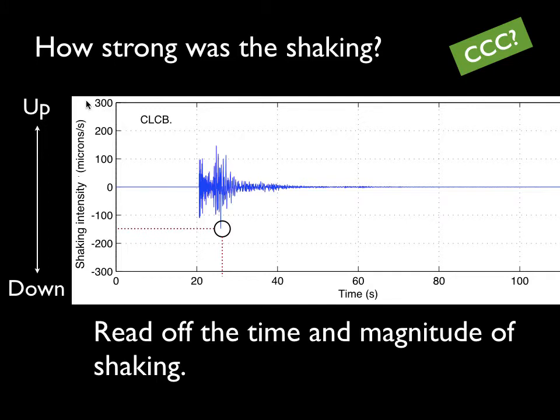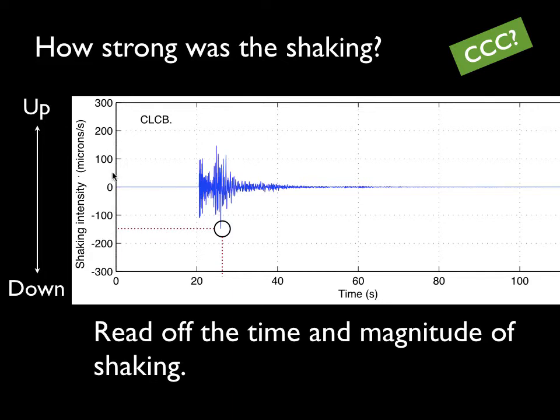Each one of those stations records a graph that looks like this. On the horizontal axis is time in seconds, and on the vertical axis is the shaking intensity. I like to ask my students, how long did this earthquake last? Well, it looks like a little bit more than 20 seconds. It kept on going there.